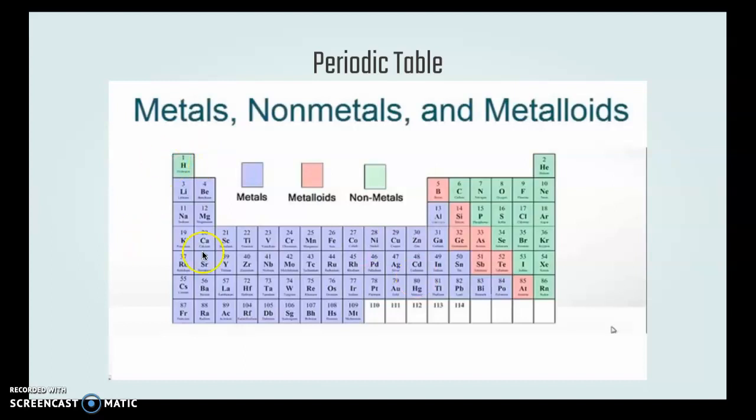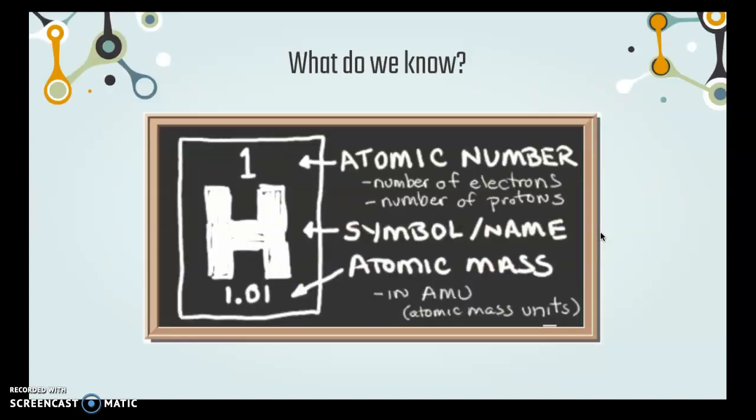But metals are going to be over on this side of the periodic table, and nonmetals are going to be over here. Metalloids we're not going to worry about as much. We're definitely going to be looking at more metals and nonmetals. When we look at an element, there's a couple different things that are listed within each box. We have an atomic number, we have a symbol, and atomic mass. The big thing that we're going to be focusing on is atomic number. We're going to be looking at number of electrons specifically, as well as number of protons.